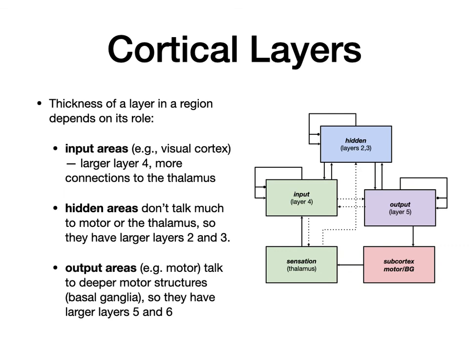And what that means is those areas are going to have more connections to things like the thalamus, the thing that is relaying information in and spreading it out across the brain as needed. They're going to need more connections to the thalamus. So that layer of their cortex will be thicker. Hidden areas are the ones that aren't going to talk to the outside world very much. They're going to do more complex processing, like say the frontal lobe is more of a hidden area.